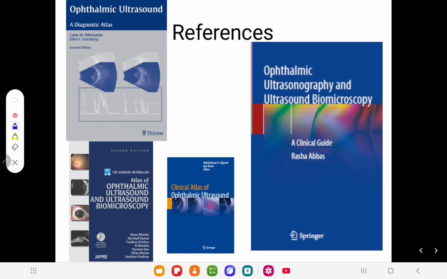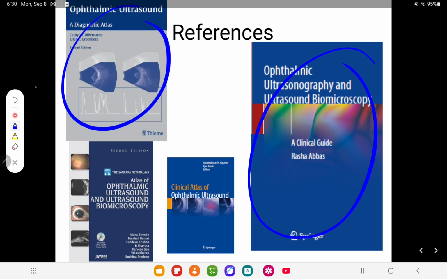So this is the technique. I have taken these for the pictures. This reference is a very great book, and these are also great books. So try to understand these techniques, which are very useful in your clinical examination.